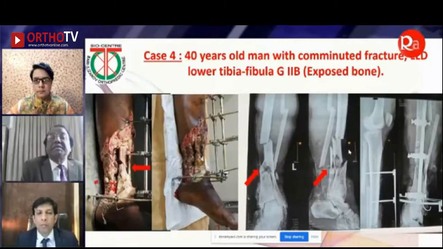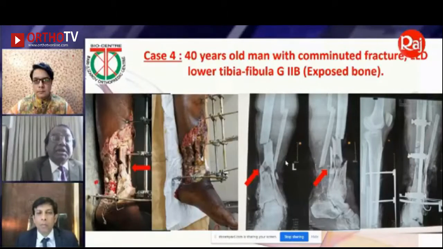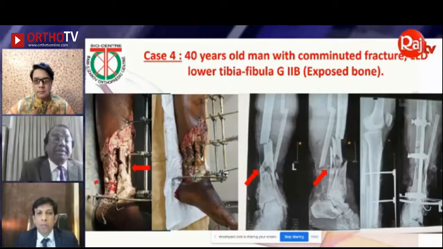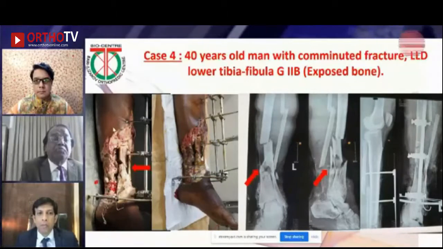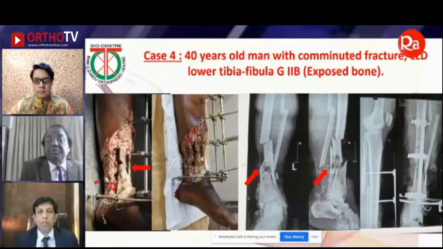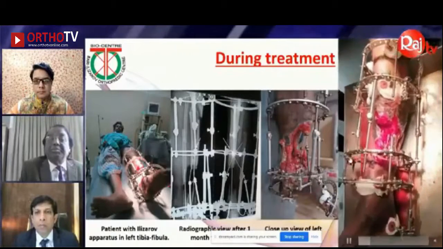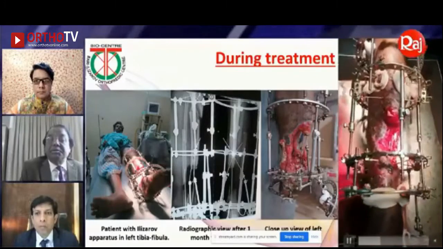So this is the case, again, 40 years of comminuted, infected, you can see, treated elsewhere, came to my place. They suggested going for amputation. Then you can see here what I have done during the treatment.